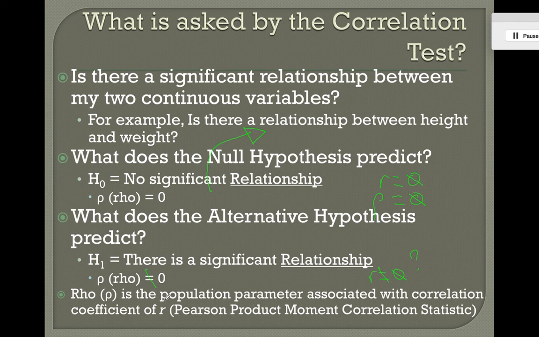So remember, rho is my population parameter associated with my correlation statistic of r, and you'll hear from time to time people saying Pearson product moment correlation statistic, or Pearson product moment coefficient, or correlation coefficient, they all mean the exact same thing. They are referencing this idea of lowercase r. And again, remember that rho is my population parameter. So what would the alternative hypothesis predict about the relationship between height and weight? It would predict that there is a significant relationship between those two values.